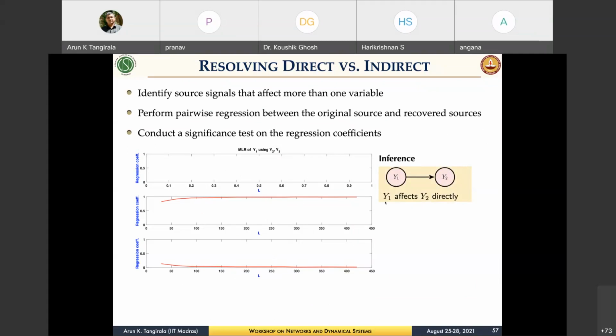So the conclusion is that Y1 affects Y2 directly. Why? Because this is the regression coefficient as a function of the library size corresponding to Y1 hat given Y2. Sorry about that. This is the regression coefficient corresponding to the contribution of Y1 hat given Y3. It says Y1 hat given Y3 is not needed when you have Y1 hat given Y2 as far as the recovery of Y1 is concerned. So we put together and come up with this reconstructed causal network which matches with the true one.